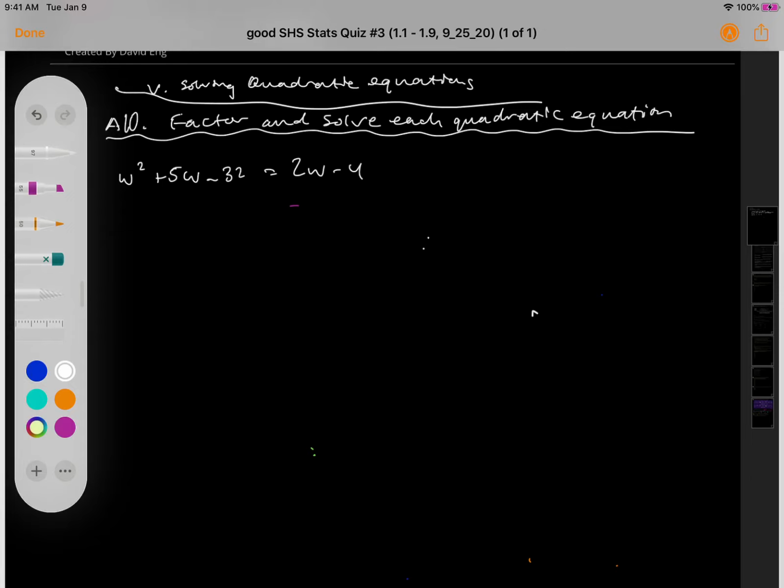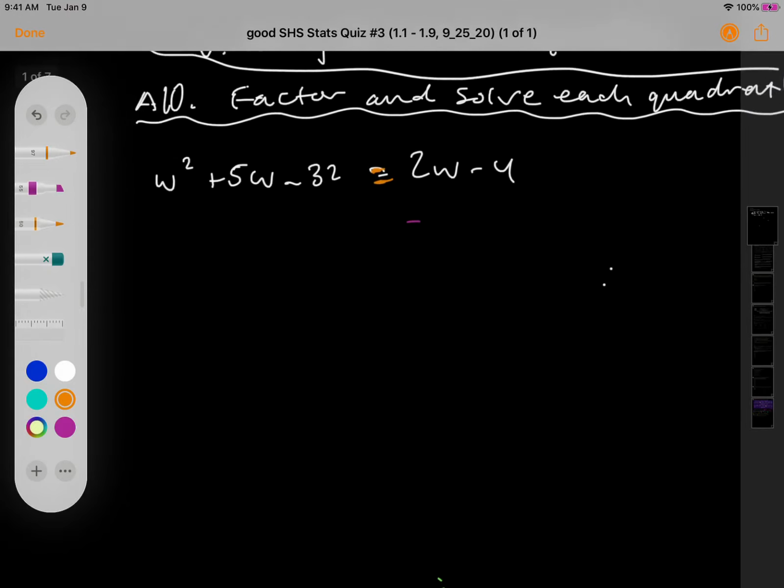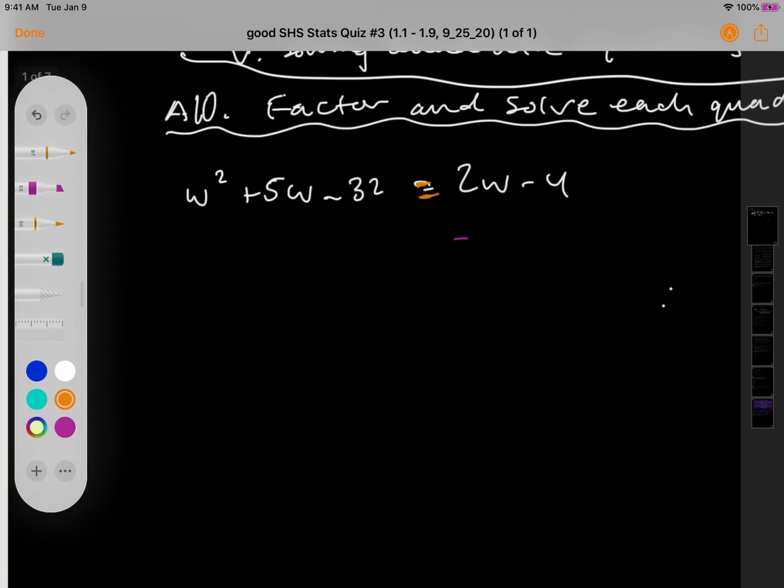All right, we have question number A10. Factor and solve each quadratic equation. You'll notice though you have two sides of this equal sign here. All right, so the first thing I did was I'm going to move everything to one side.